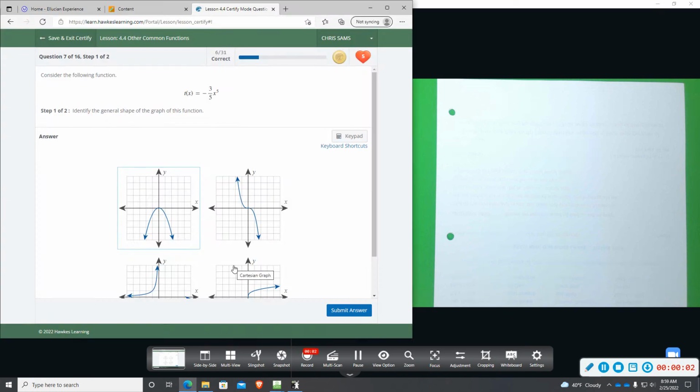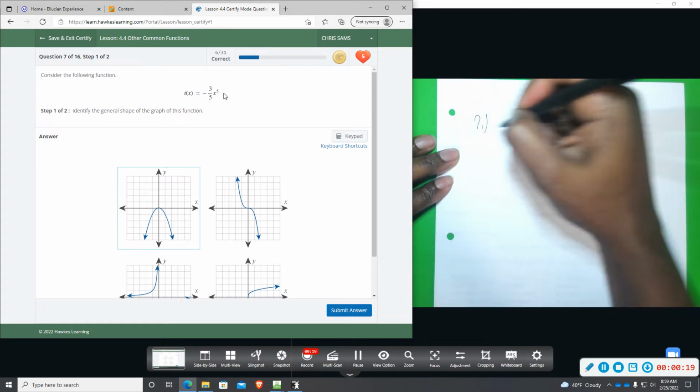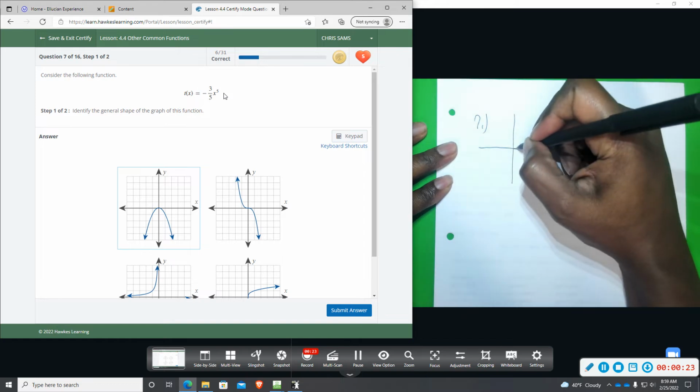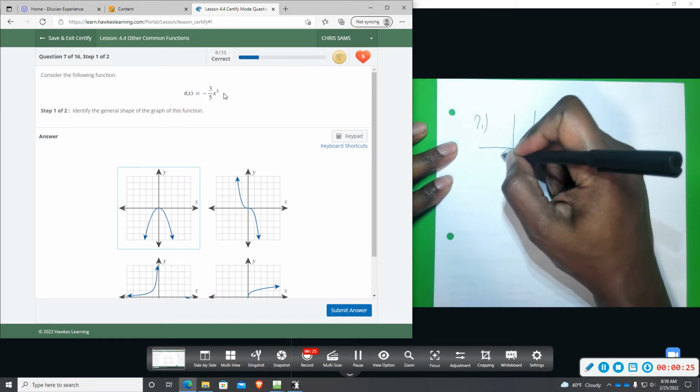All right, number 7, we want to consider this function. We want to identify the general shape. Okay, so notice this. We're looking at this x to the 5th. This is the indicator of what's going on. So this graph generally looks like this. X to the 5th is something similar to this.